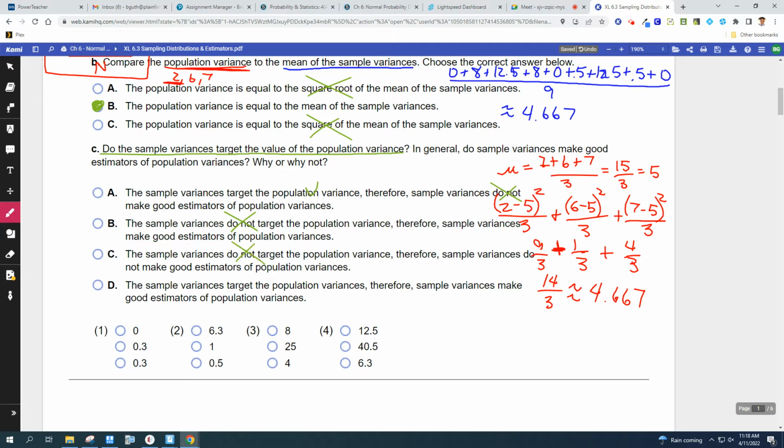Sample variances target the population variance. Therefore, sample variances make good estimators of population variance. That's what you're supposed to notice.